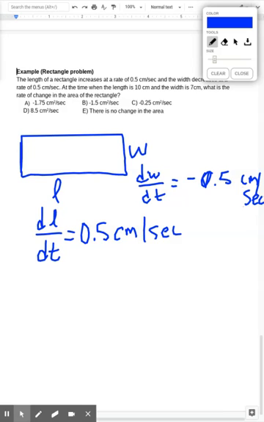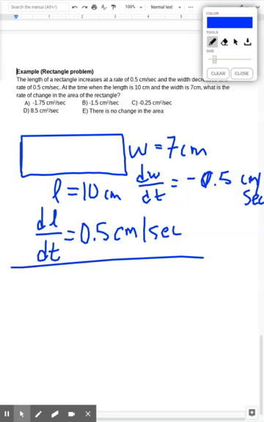Alright, and now you're wondering, at the time when the length is 10 centimeters and the width is 7 centimeters, what's the rate of change of the area? Well, first we need a formula to describe the area of a rectangle.